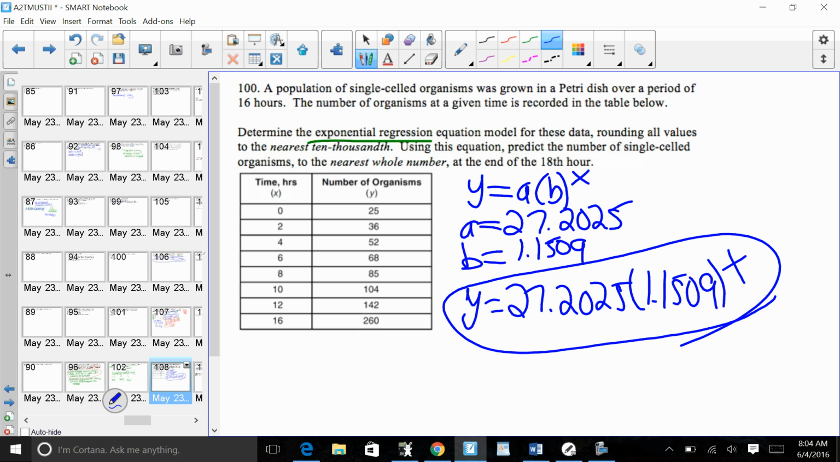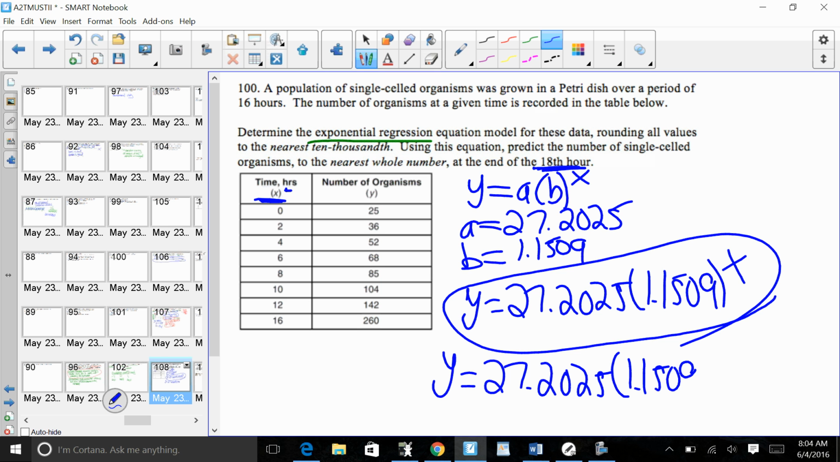Now it says, using this equation, predict the number of single-celled organisms, nearest whole number at the end of the 18th hour. 18, is that x or is that y? Hours is x. Be careful if the units match up. Hours, and if not, you might have to do a little conversion. So, y equals 27.2025, 1.1509 to the power of 18.